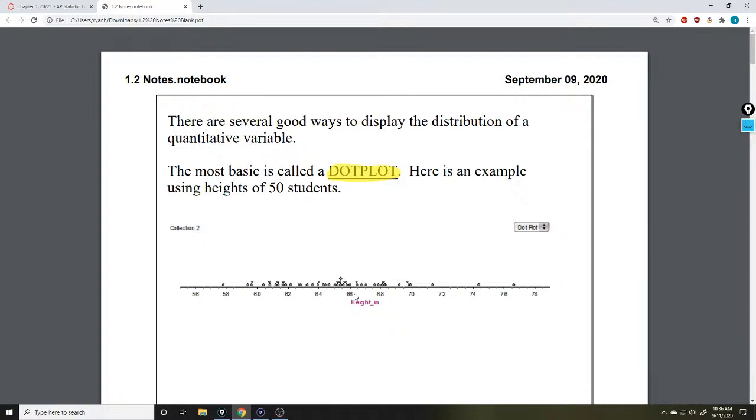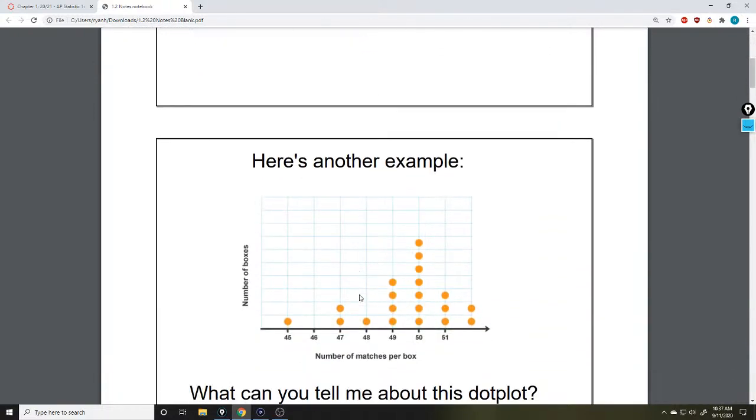Height and weight are good examples of quantitative variables, so we're going to be looking at them a lot. Each dot is a data point, so there should be 50 dots here for the 50 students. Let's look at one more example with a dot plot.